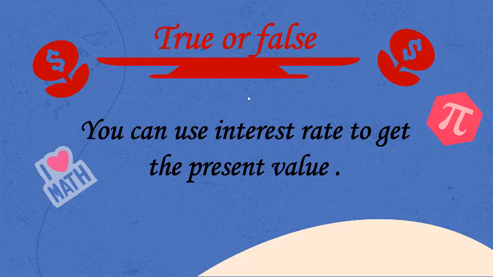True or false. You can use the interest rate to get the present value. We need to know that the formula of present value is P = S / (1 + RT). Then we use R to get the present value. So it's true.